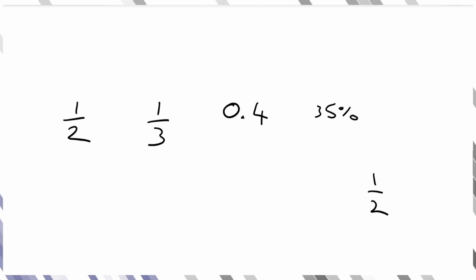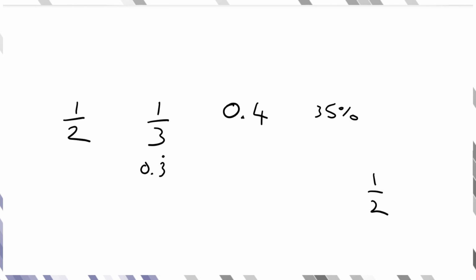Now let's look at a third, 0.4 and 35%. I think the best way would be to put everything as a decimal in this example, just because 35% is quite easy to change to a decimal, and a third is one of those numbers that we should know as a decimal really as well. So a third as a decimal is 0.3 recurring. If you don't know that one, memorize that one now. A third is 0.3 recurring.